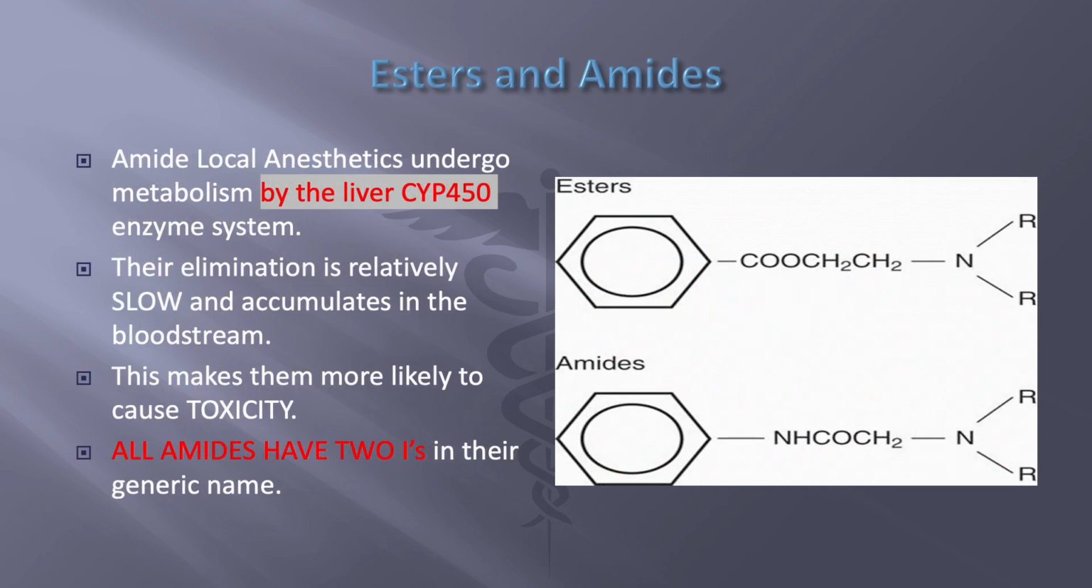We start to look at amides. So amide local anesthetics are going to undergo metabolism by the liver and the CYP450 enzyme system. Their elimination is going to be relatively slow and accumulates in the bloodstream. So what does that mean? When we have things that accumulate in the bloodstream, they're more likely to cause toxicity. A little cheat code, all the amides have two I's in their names, okay? So we have amides here, and this is what your chemical intermediate chain is going to look like. All right. So it's going to be important to be able to identify them not only by their name but also by their structure.